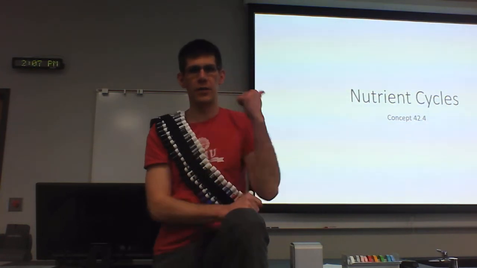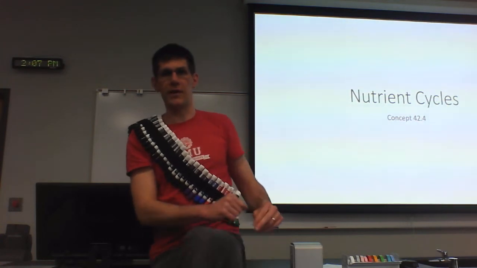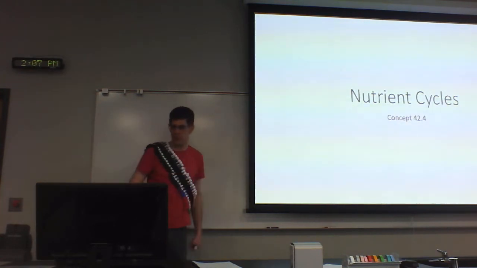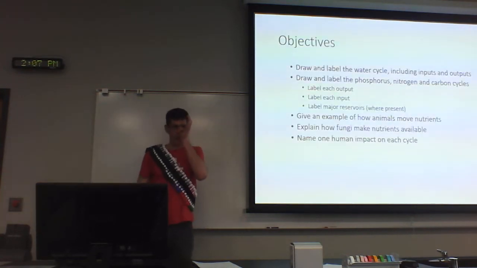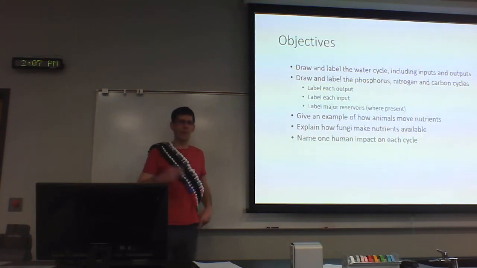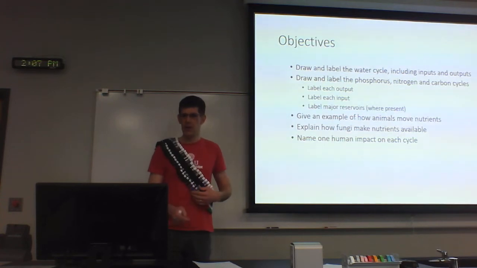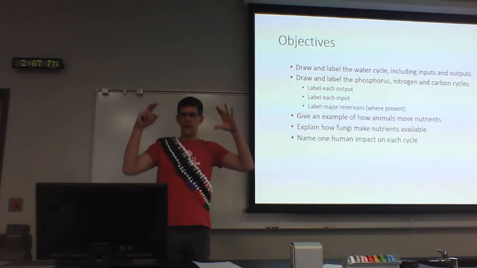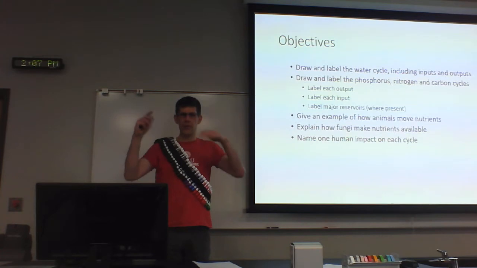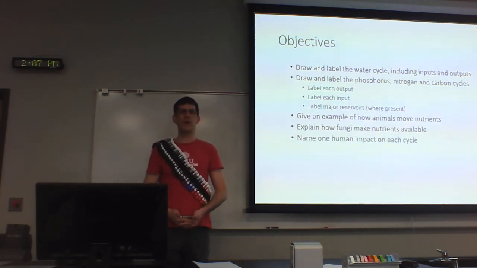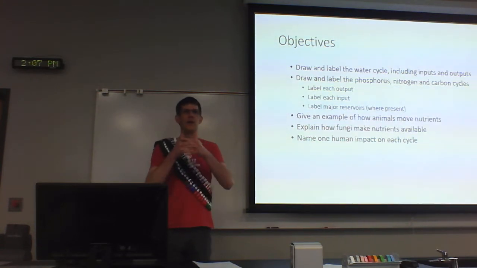And we're doing nutrient cycles now. This is a longer one, so let's get to it. Remember, draw up your PowerPoint and put it over here so you can follow along. So we're going to go through the water cycle, including inputs and outputs, going through the phosphorus, nitrogen, and carbon cycles. We're going to have major reservoirs, then outputs and inputs, fluxes and such. Really, I want you to know where the carbon, where the nitrogen, where the phosphorus, where the water is going.